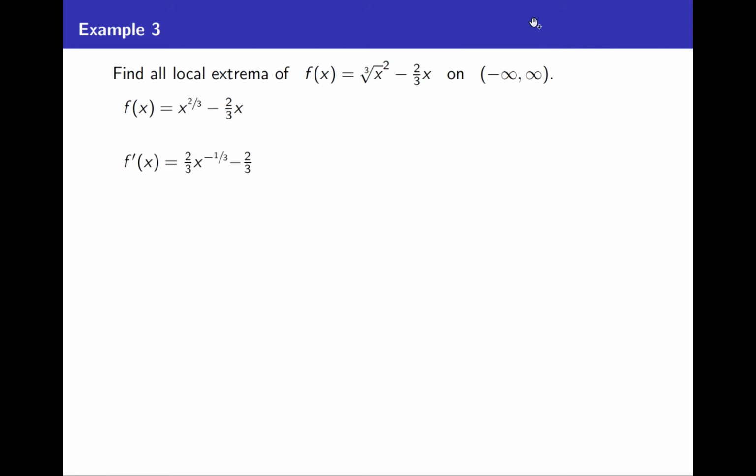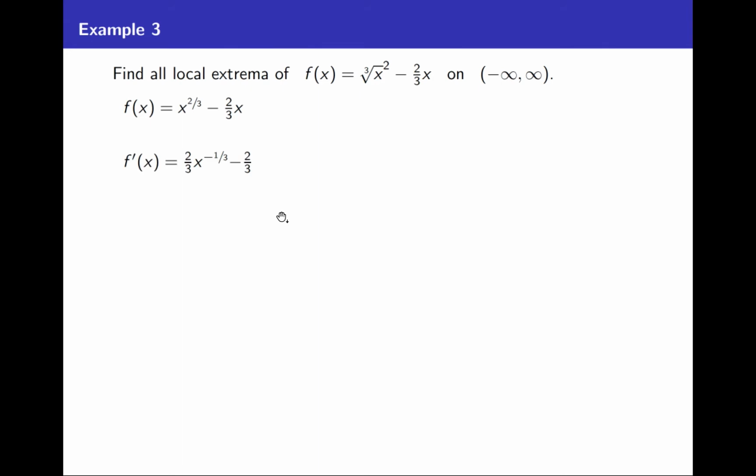And if you're finding the derivative of this function, you probably see the power rule happening. So the first step would be to convert your radical to a power. So let's do that. No derivative yet, but f of x is x to the 2/3 minus 2/3 x. That's just converting this radical to a power. And now we're all primed to take the derivative.